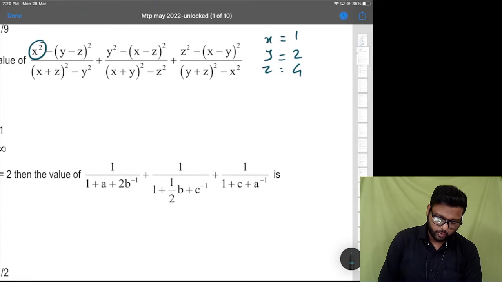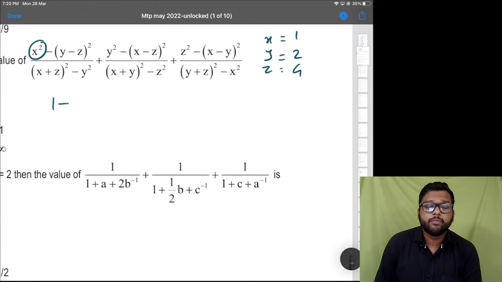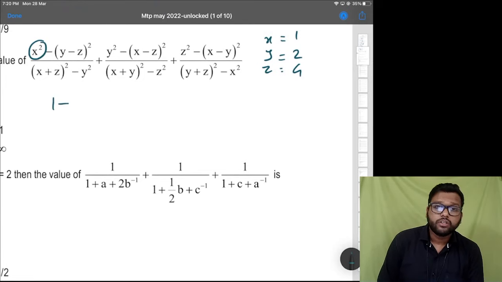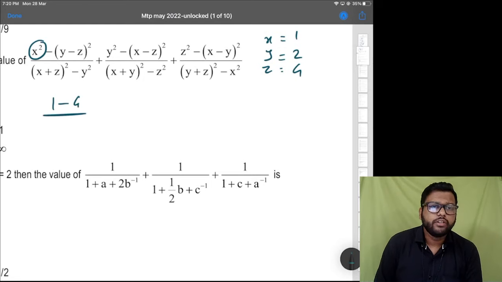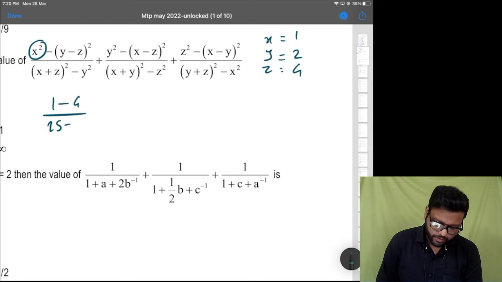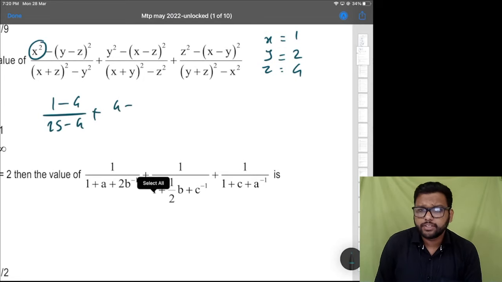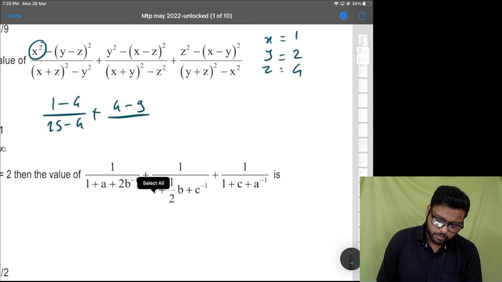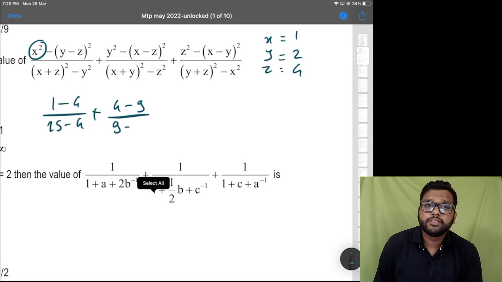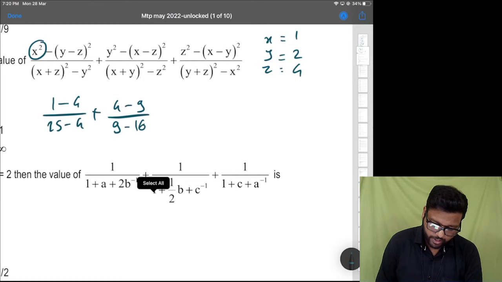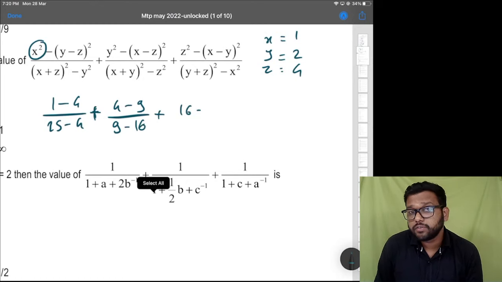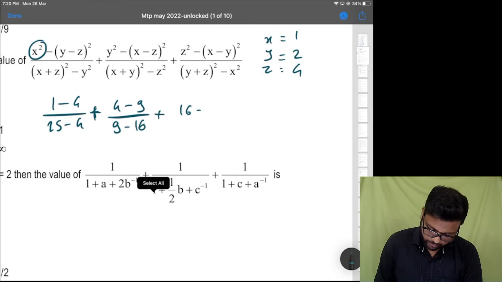1 square 1 minus y minus z bracket square, 2 minus 4 square is 2 square 4, upon x plus z bracket square, that is 5 square 25, minus y square is 4, plus y square is 4, minus x minus z square is 9, upon x plus y square is 9, minus z square is 16. You must be able to do this fast. Plus z square is 16, minus x minus y bracket square. x minus y bracket square is what? 1.